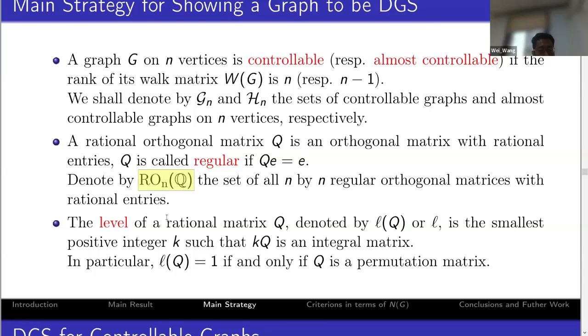The level of a rational orthogonal matrix Q, denoted by l(Q), is the smallest positive integer k such that kQ is an integral matrix. So in particular, l(Q) equals 1 if and only if Q is a permutation matrix.